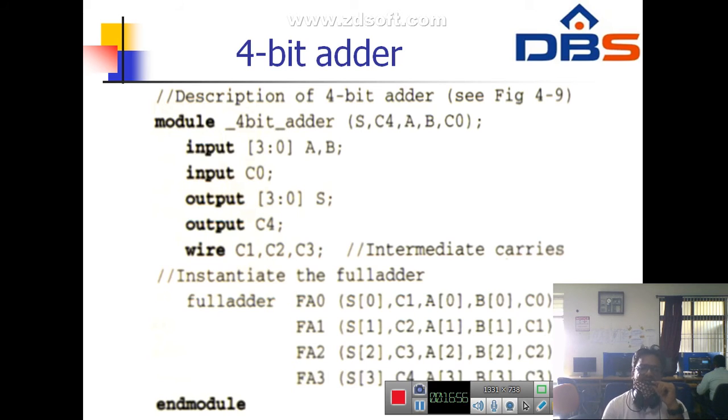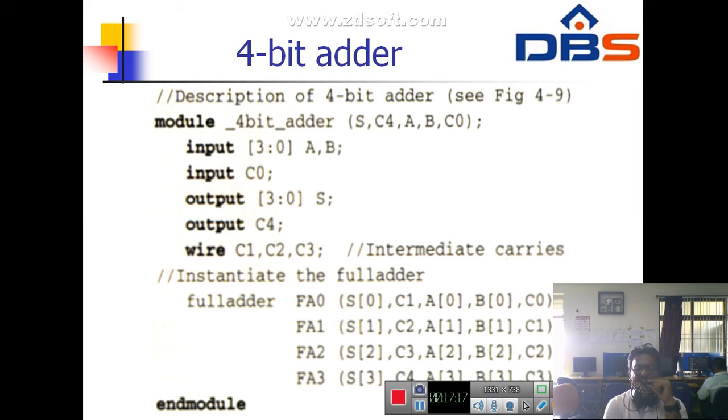So in the same way we have to define the module for the 4-bit adder. How many inputs and outputs? The inputs are a, b, which are 3 down to 0, and the input c0, and the outputs are also 3 down to 0, sum and carry outputs.